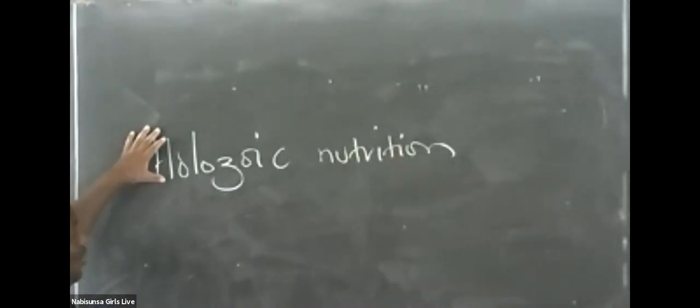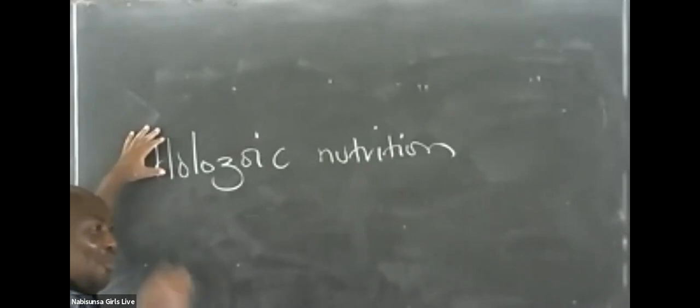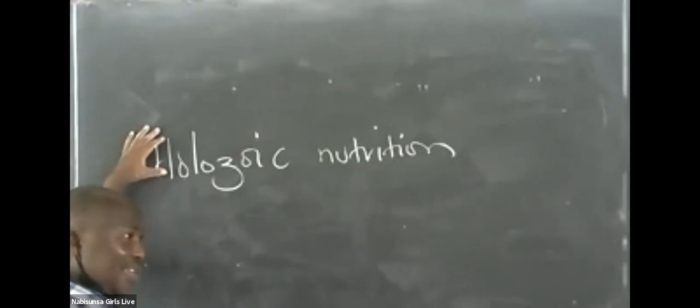So we are saying holozoic nutrition is a form of nutrition where an organism takes in complex organic matter and breaks it down to simple substances within a specialized digestive system.